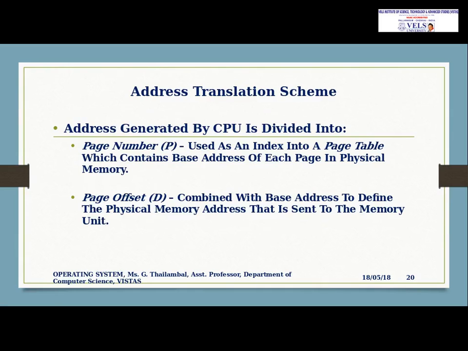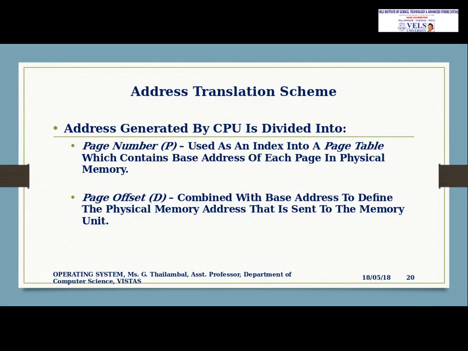So you need to translate the logical address space into physical address space. That translation is done with the help of two variables: one is page number, another one is page offset. The logical address space is divided into pages, as I have told you. Every page will be given a page number, and that page number needs to be compared with the frame number, and page offset is needed.